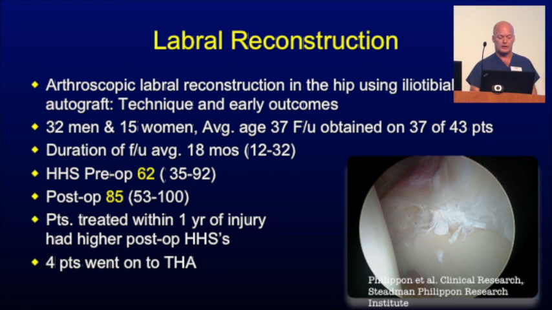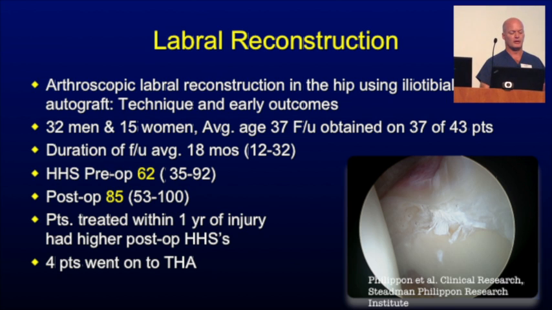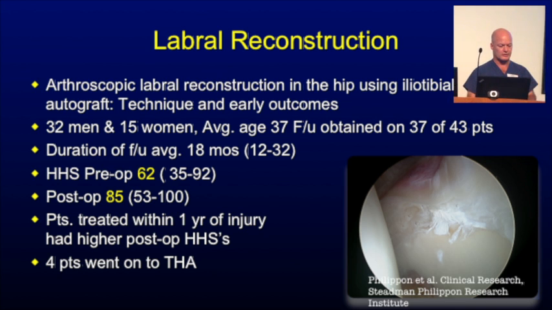Labral reconstruction, 32 men and 15 women, average age which you'd expect. Just short-term follow-up, HHS score rose from 62 to 85. 4 patients went on to a total hip arthroplasty, so obviously just like in the meniscal transplant world in the knee, we're going to overstretch the bounds in the early pickups in the literature. This again is a Philippon paper looking at labral reconstruction. A lot of people using different tissues, mostly allograft and some autograft, I should say. Rolled up IT band or a little gracilis.